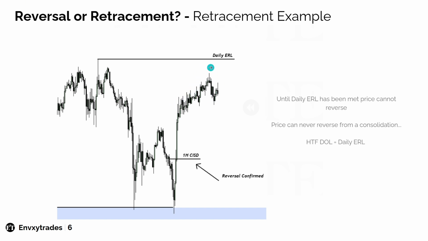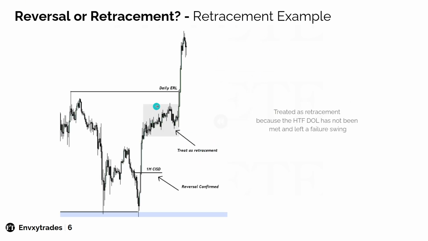Do we expect it to reverse? No. And why is that? Until the daily external range of liquidity has been met, price cannot reverse. Until a strong point of interest has been met, like this daily external range of liquidity, we're not going to assume that this swing point is a reversal swing point. And as we know, price can never reverse from a consolidation slash retracement. In this case, our drawn liquidity is still the daily external, and we're not going to be trading a reversal. As you can clearly see, we treated this as a retracement. You can take an entry off this change in the state of delivery. We get this nice expansion leg off this consolidation. Understand that price is always going to retrace unless it has tapped its higher time frame drawn liquidity.